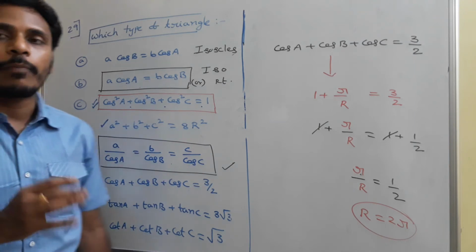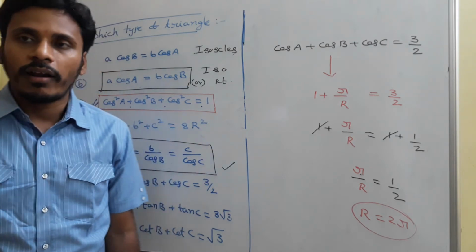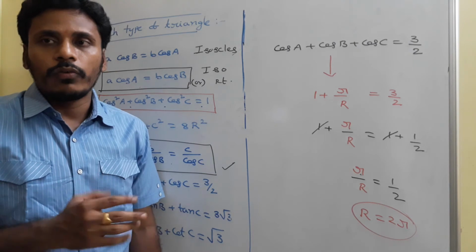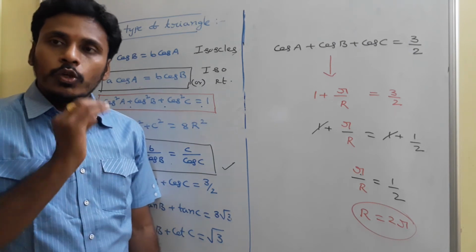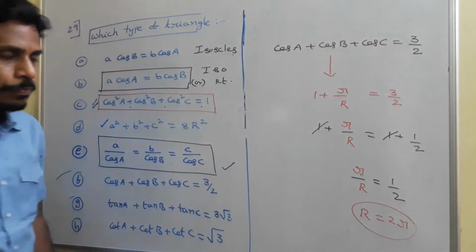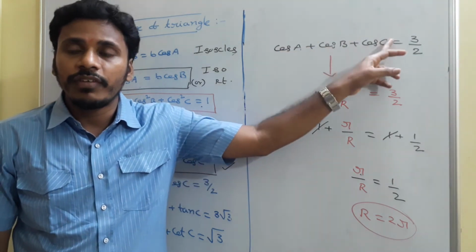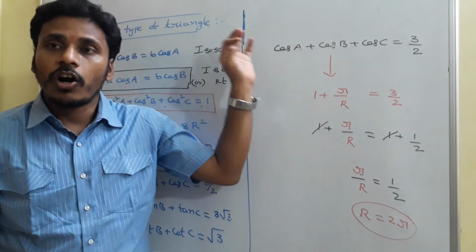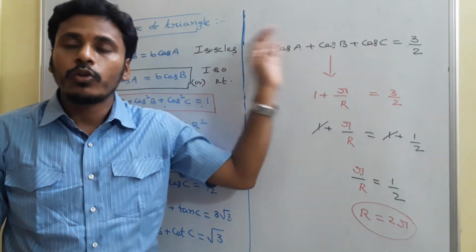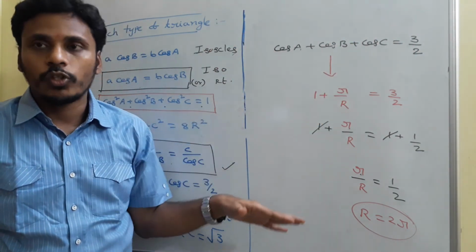Another idea is just by guessing. We need to decide the type of the triangle. One of the possibilities is equilateral, and it is very clear that in an equilateral triangle each angle is 60. So since cos A plus cos B plus cos C is 3 by 2, it may be equilateral. To check whether it is right or wrong, you just replace angles A, B, C with 60, 60, 60. We know cos 60 degrees is 1 by 2. So the first value is 1 by 2, the second is 1 by 2, the third is 1 by 2, and at the end the result is 3 by 2, so the triangle is equilateral.